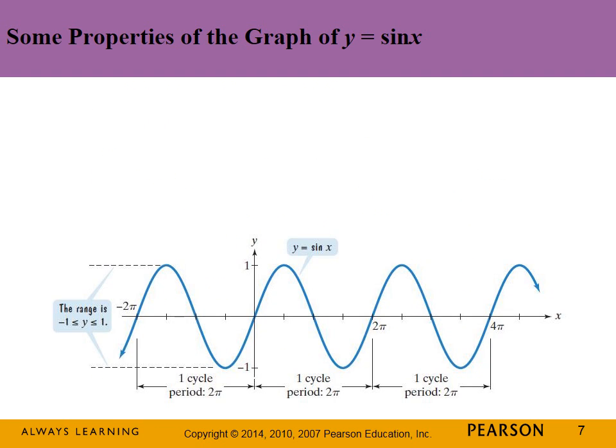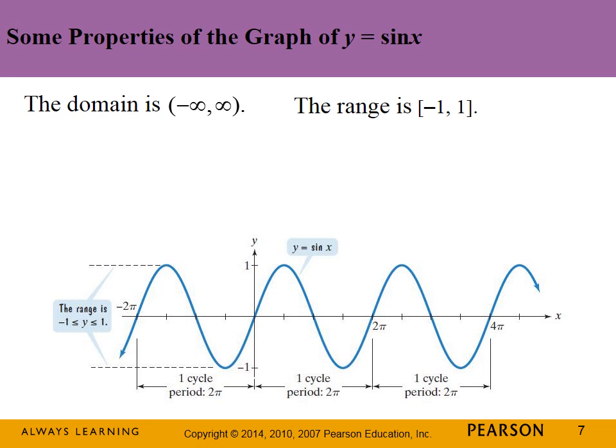Some properties of the graph of the sine function. First of all, the domain is all real numbers, and you can see that from the graph because every x value is represented somewhere on the graph as you move from left to right. The range is only the closed interval from -1 to 1. There are no y values outside that interval.